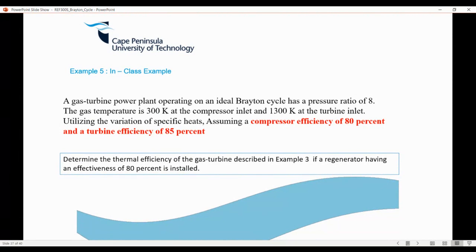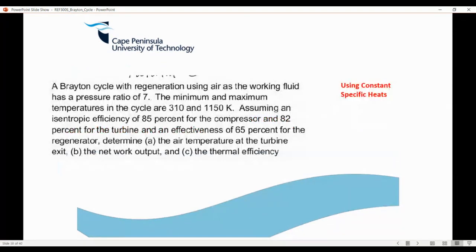You're just going to, again, extend that question further now. So what we're going to do, we're going to install a regenerator. And what it says there, determine the thermal efficiency of the gas turbine described in example 3, which is the previous example, if a regenerator having an effectiveness of 80% is now installed. So now we're going to see the improvement based on that.